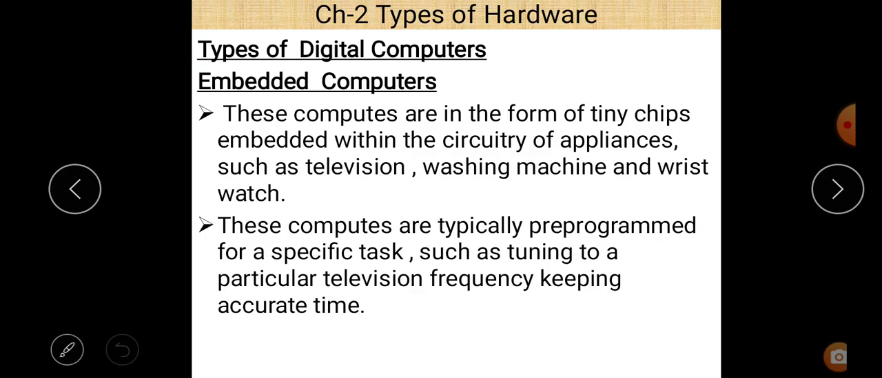Now, types of digital computer: embedded computers. These computers are in the form of tiny chips embedded within the circuitry of appliances such as television, washing machine, and dishwashers. These computers are typically pre-programmed for a specific task, so they do only a specific task for a particular machine, such as tuning to a particular television frequency or keeping accurate time. So embedded computer systems are used in home appliances and are designed to perform a specific task only.